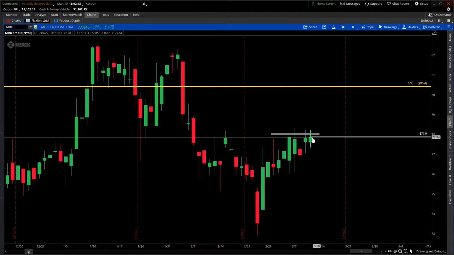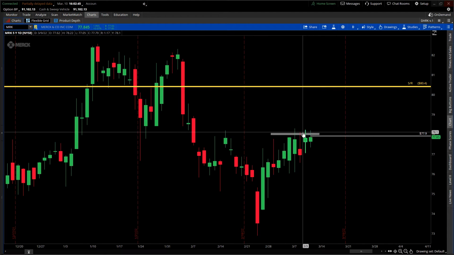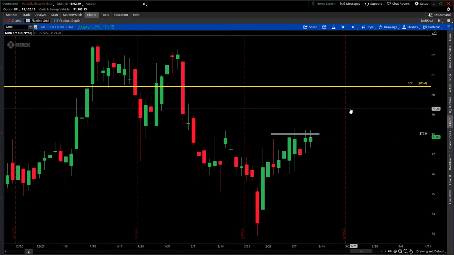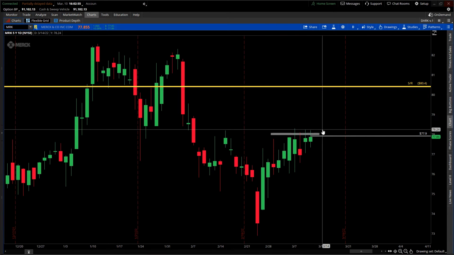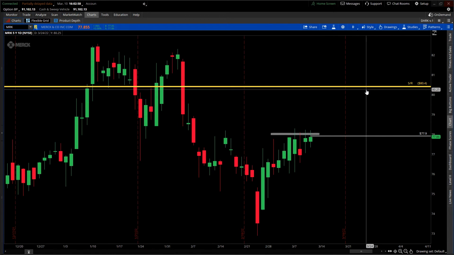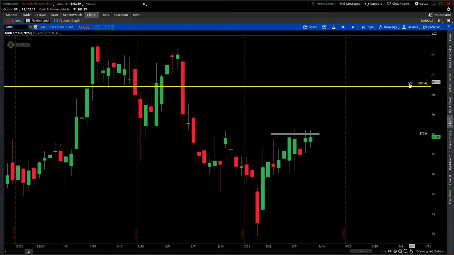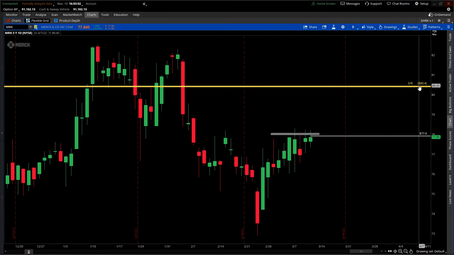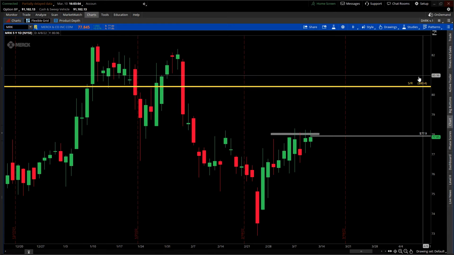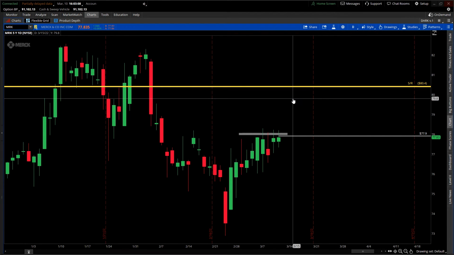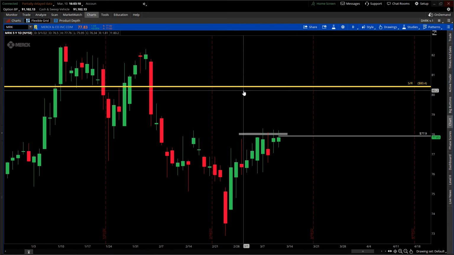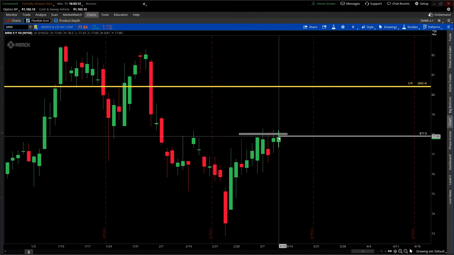If price does break above this $78 resistance level, I'm anticipating that we might see price running up to test the $80.40. If there's strong momentum behind it, price might get above $80 and maybe test $81. So that's the rationale for my strike price. But again, it's to be determined.